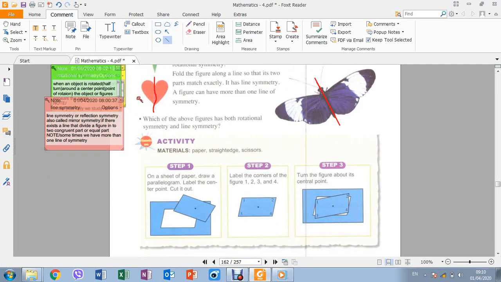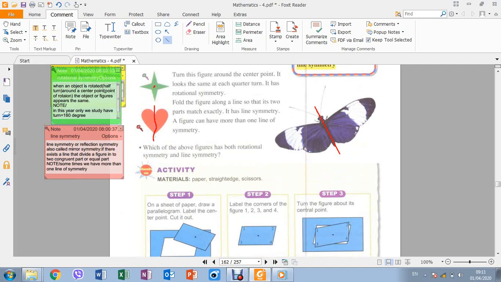Now we have an activity. Note that sometimes we have more than one line of symmetry, like the square. Before this activity, I forgot to explain it. Which of the above figures has both rotational symmetry and line symmetry? The first one, because when we draw a line along the figure, that divides it into two equal parts. So the first figure has both of them.